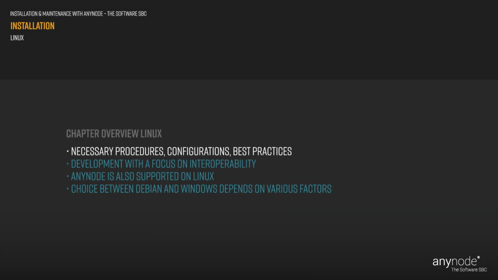Let's learn all necessary procedures, configurations, and best practices for a successful deployment of anynode on your Linux Debian environment. Anynode was developed with a focus on interoperability. Along with being supported on the Windows operating system, anynode is also supported on Linux as another primary runtime environment. The choice between Debian and Windows for installing anynode depends on various factors, including specific requirements, preferences, and user experiences.